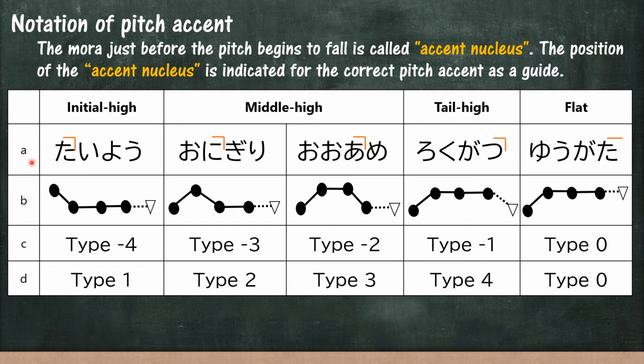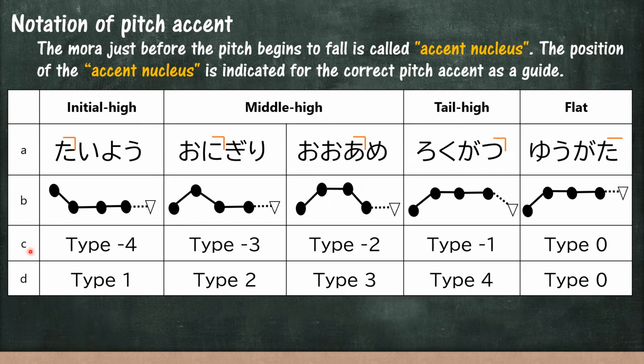So let's pronounce these words. 太陽, おにぎり, 大雨, 6月, 6月が, 夕方, 夕方が. And let's look at example B. It shows two levels of pitch height, low and high. So it is easy to understand visually.